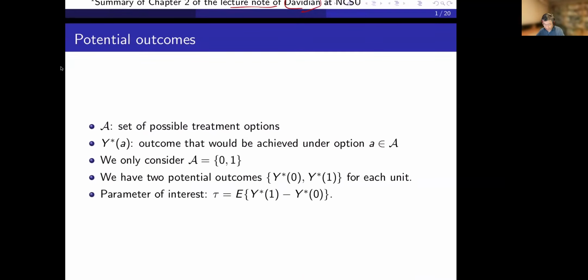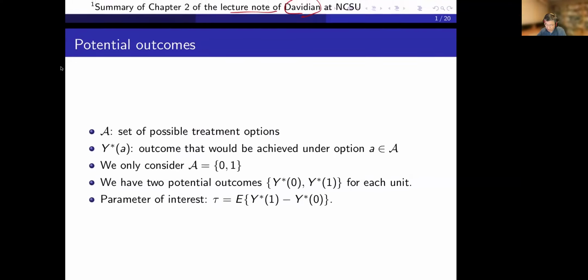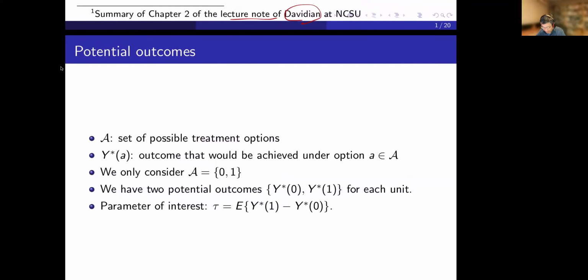So the potential outcome concept is that we have potential outcomes under option A. So A could be control or treatment, right? And this is a potential outcome. We don't really observe both. We only observe one of the two, right? But we are interested in estimating this quantity.